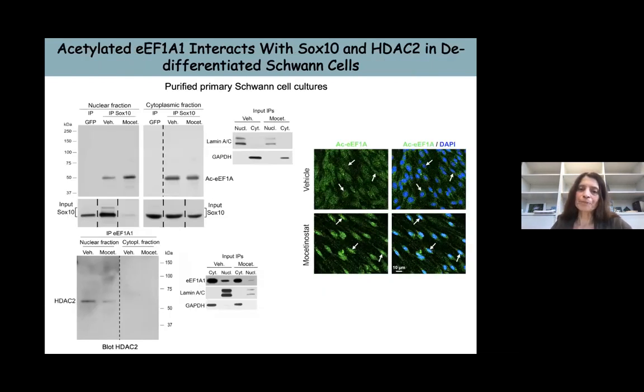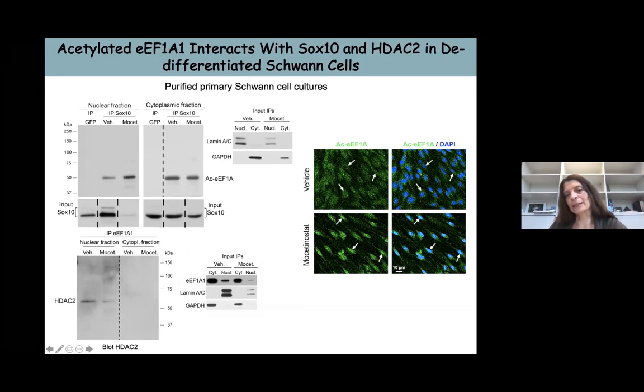So what we did, we kept on with the primary Schwann cell culture under de-differentiating conditions. We IP SOX10. We separated the nuclear fraction and the cytoplasmic fraction first. We IP SOX10, and we found that acetylated EF1A co-immunoprecipitates with SOX10. And so when we treat the cells with the HDAC1/2 inhibitor mosetinostat, you can see the levels of acetylated EF1A are very strong, very much increased.